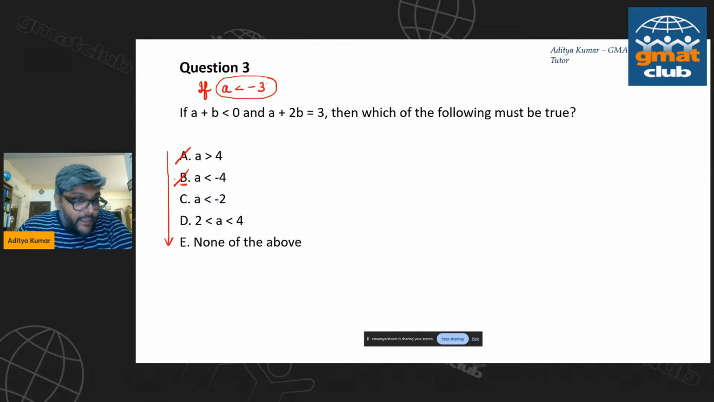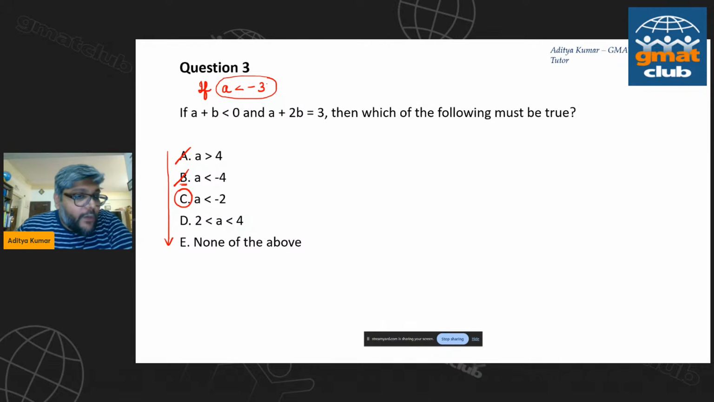I remove B. A is less than minus 2. A is less than minus 2 will cater to every possible value that my constraint defines. It takes care of all the possible values of A which are less than minus 3. C would be my answer. Very tricky concept for you to understand.